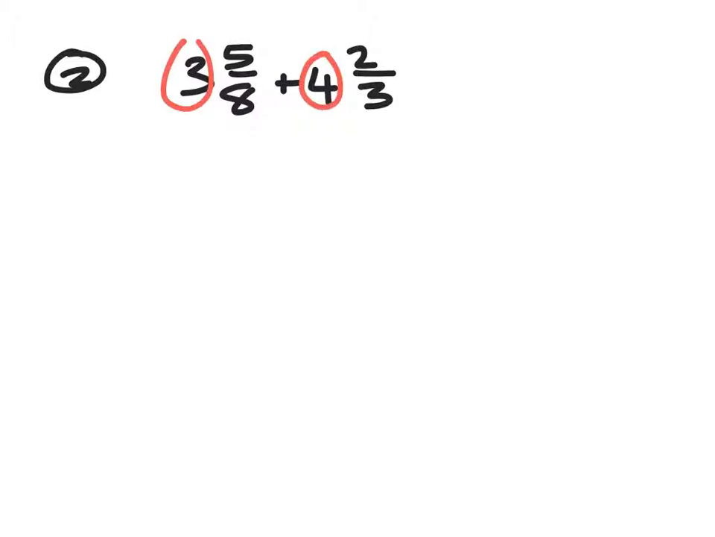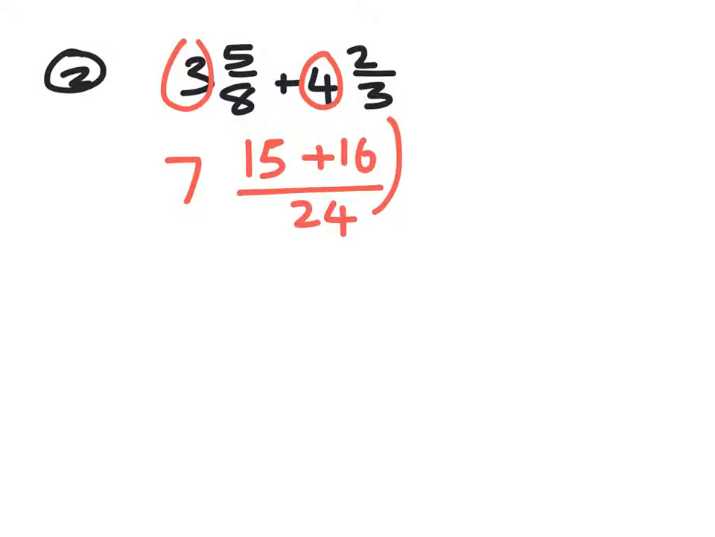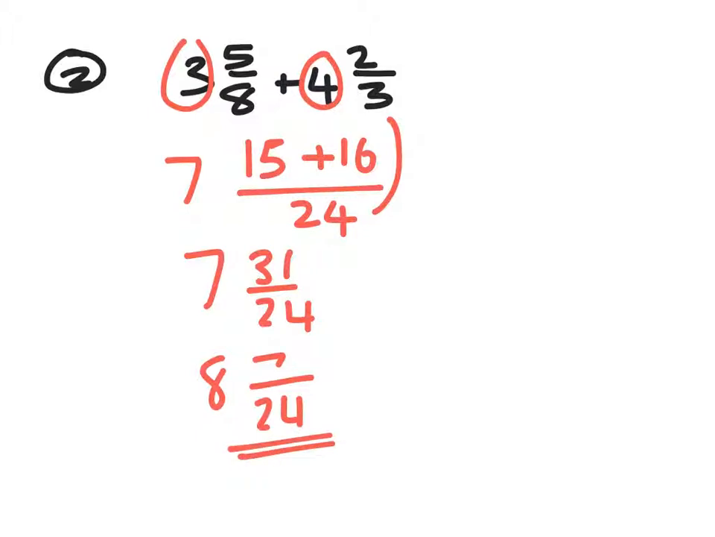Second question, fractions. First thing we do is we add the whole numbers to give us 7. New bottom number is 24. Now 8 goes into 24 3 times, so a new 15 on the top. 3 goes into 8 times, and 8 twos, a new 16 on the top. That gives us 7 and 31 over 24. 24 goes into 31 a whole number of times, so add that to the 7 to make 8, and there's 7 left over. So 8 and 7 over 24.